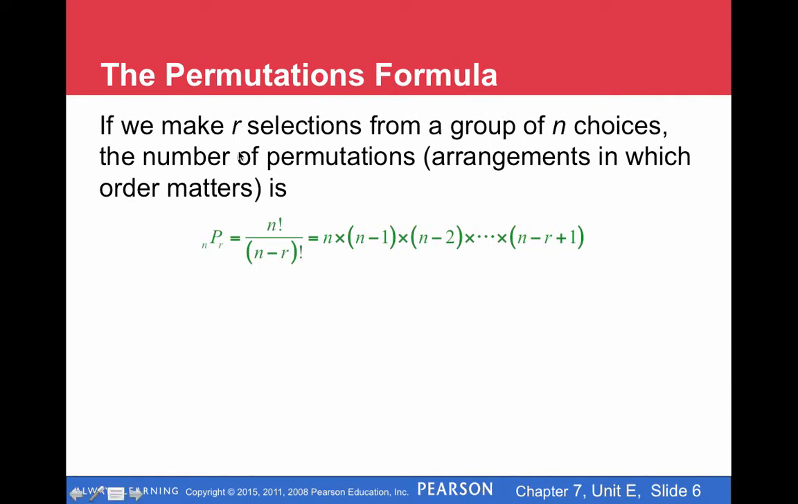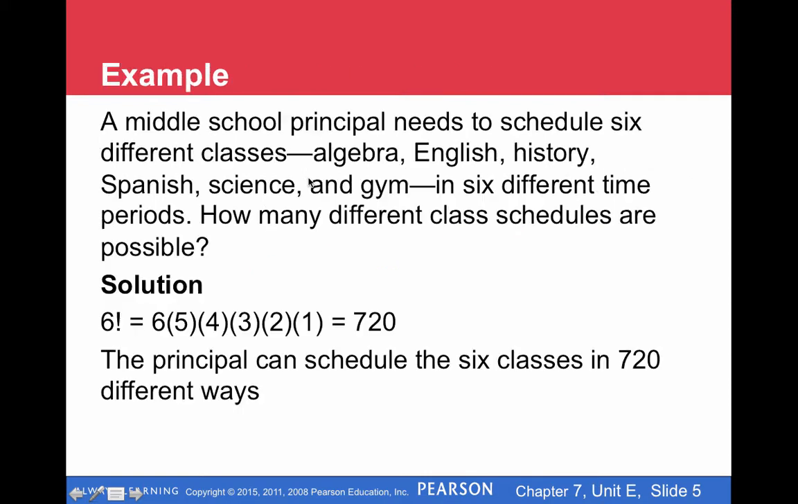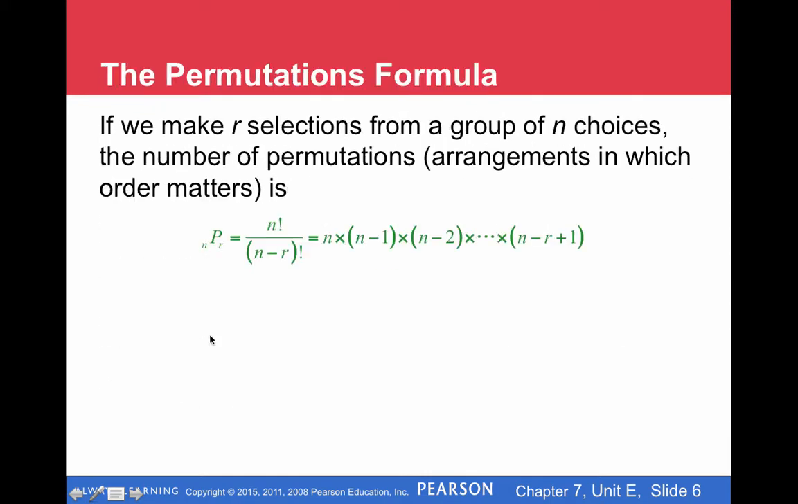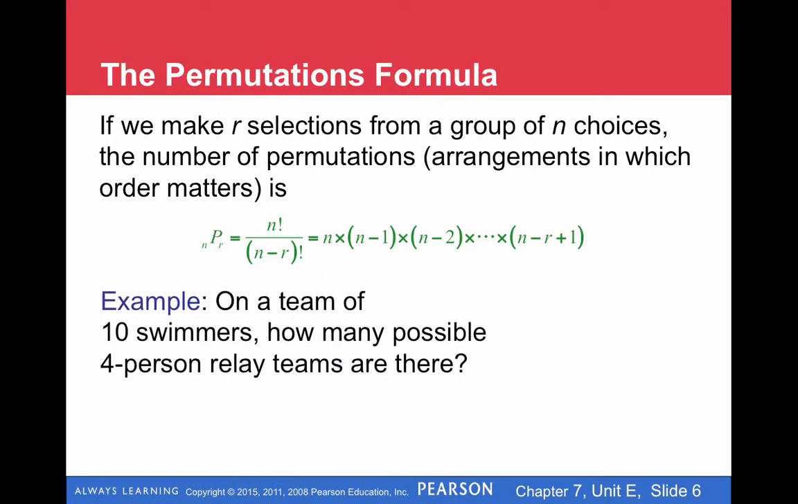However, generally we'll want to use the permutation formula and not just multiply out like this. If we make our selections from a group of n choices, the number of permutations, arrangements in which order matters, is this formula here, and I'll show you how to enter this formula into your calculator. So let's get to an example.